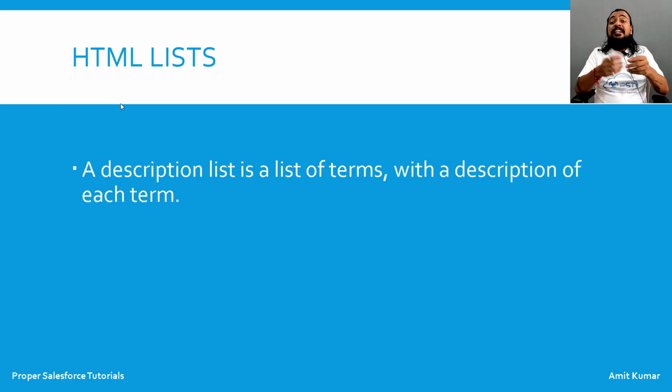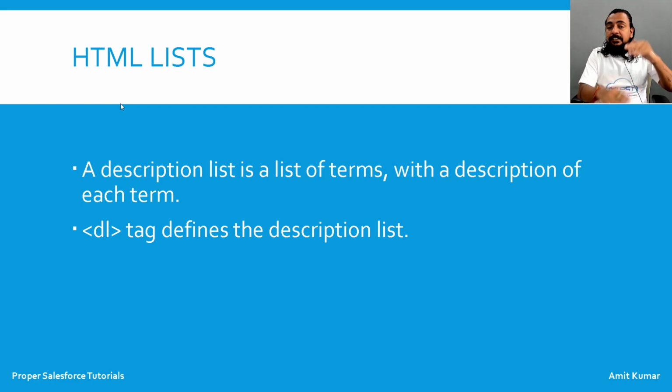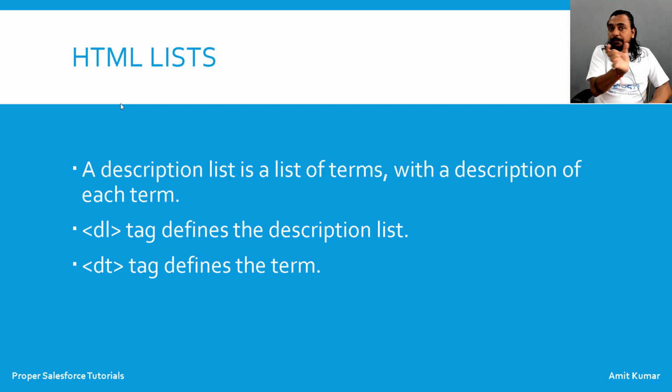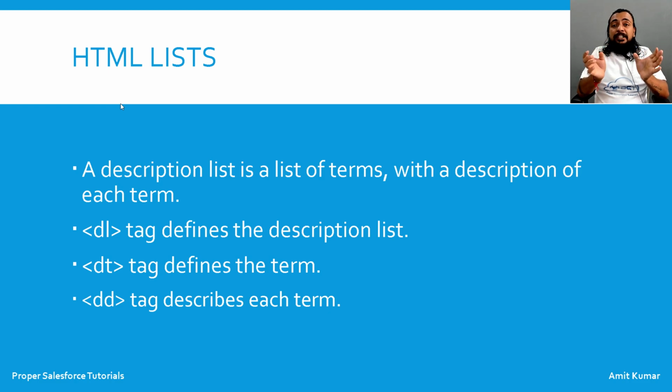A description list is a list of items with a description of each term. It is used in situations where you are providing a definition term and a specific definition of that term. The DL tag is used for a description list, and to provide the term we use the DT tag. DT represents the definition term and DD represents the definition description. So with DT you specify the term you are defining, and with DD you specify the definition or description of that term.